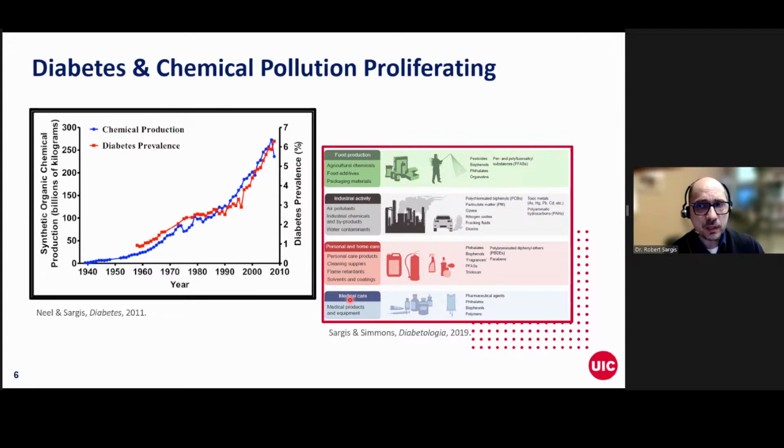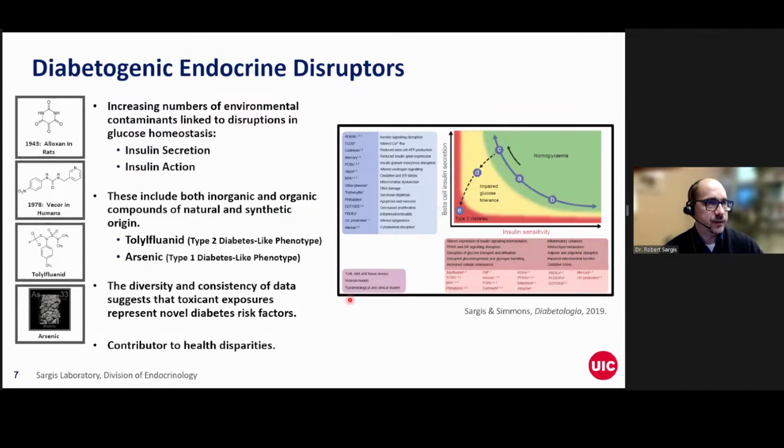So what's important here is that the totality of the data really suggests that an increasing number of environmental contaminants are linked to disruptions in glucose homeostasis. This includes chemicals linked to insulin secretion as well as insulin action. I was excited to see Dr. Das's talk talking about alloxan, which is the first synthetic chemical shown to disrupt glucose homeostasis in 1943. But over the course of the last several decades, a number of different chemicals have been identified to disrupt glucose homeostasis and metabolic physiology. And these include both inorganic and organic compounds of both natural and synthetic origin.